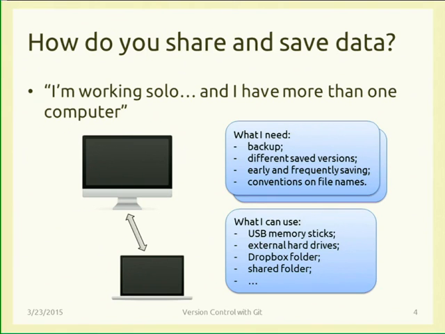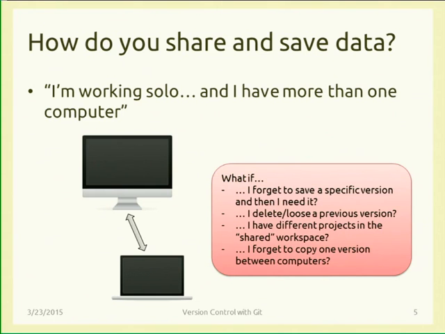What can I use, similar to before? USB memory stick, hard drive, Dropbox, a shared folder between the computers, and so on. Possible problems are more or less the same as before. What happens if I forget to save a specific version and then I need it? What happens if I delete or lose a previous version? What happens if I forget to copy one version from one computer to another? And then I lose one of the two computers, for example.